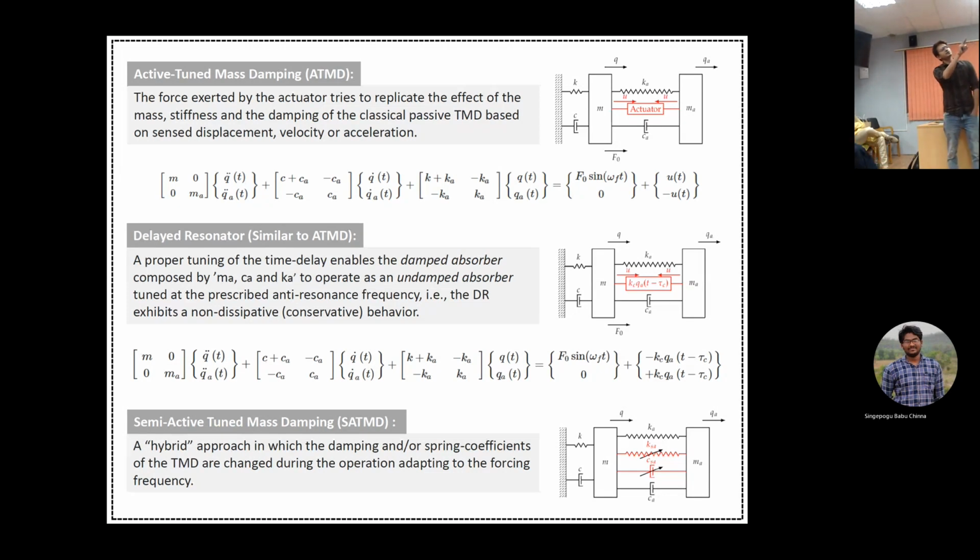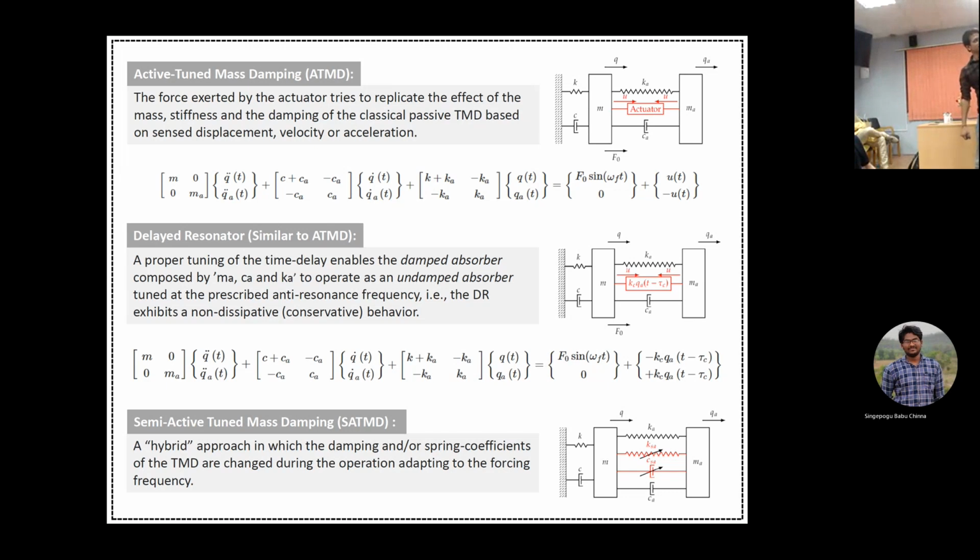So in active tuned mass damping, there is one actuator between the main system and the secondary system. It replicates the effect of mass, stiffness and damping of the classical passive TMD, all in real time, sensing the displacement, velocity, or acceleration. So only this part comes because of the actuator, and the stiffness and damping are fixed in active mode. While in semi-active, there is no actuator, but there is one variable stiffness and damping.